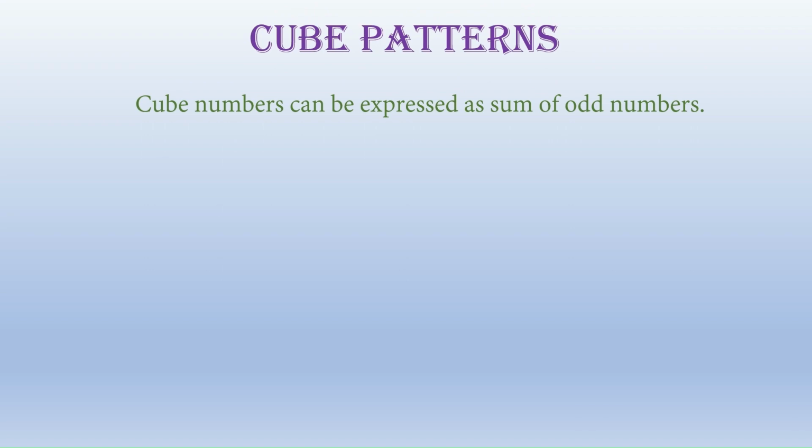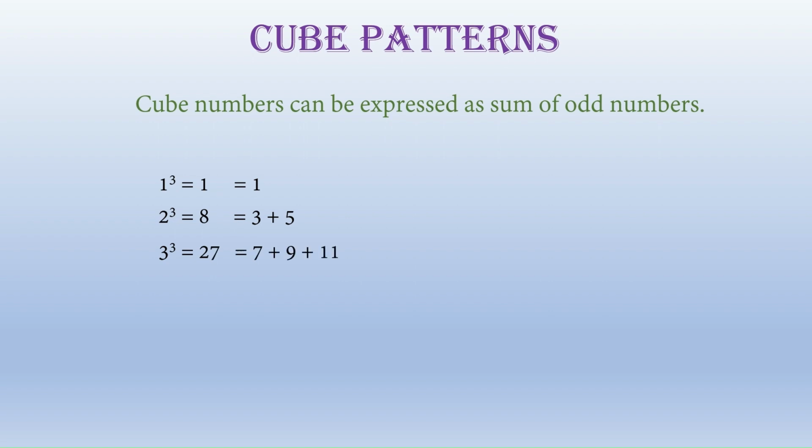We can take any perfect cube. We will try to observe this from the starting onwards. That is 1 cube is 1. It's just 1. It's an odd number. Next is 2 cube, 8. 8 can be written as 3 plus 5. 3 and 5 are odd numbers. Now here we have to observe that 2 cube involves sum of 2 odd numbers.